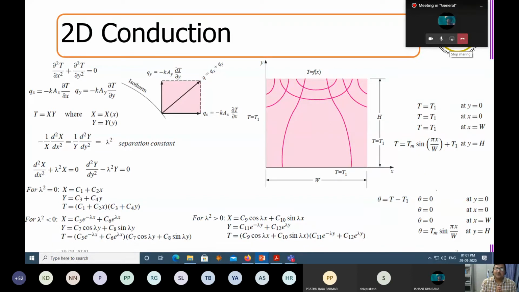What is that? Whenever you look for an analytical solution, you anticipate what can be the solution. So what I anticipate is that T is equal to capital X times capital Y, where capital X is a function of only x and capital Y is a function of only y. Moment I plug this into this equation, what will happen? This partial differential equation will break down to 2 ordinary differential equations, which tells me minus 1 by X d square X by dx square equals minus 1 by Y d square Y by dy square equals lambda square, where this lambda square is called the separation constant.